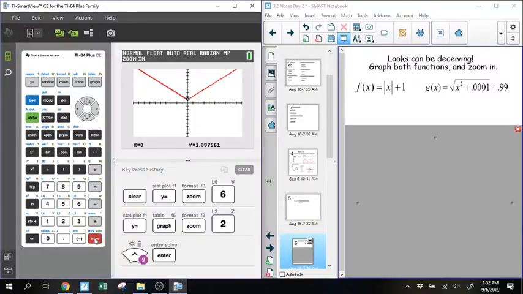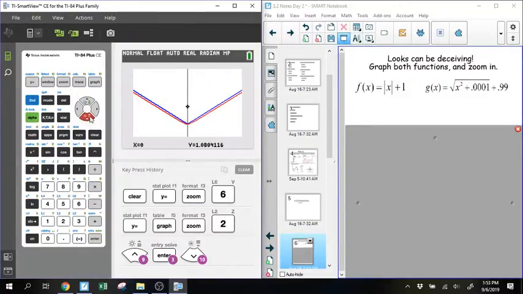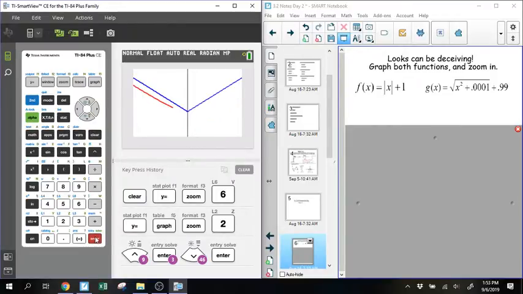What I want you to see is, as I zoom in more and more times, look how I can now distinguish the difference between my graphs. They still look the same to me right now. So I'm going to zoom in again. And I'm going to zoom in again. And they start to separate a little bit. I'm going to get my zoom centered again, closer to where that vertex is. I'm going to zoom in again. And you see how they start separating?